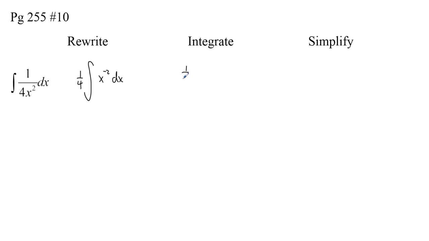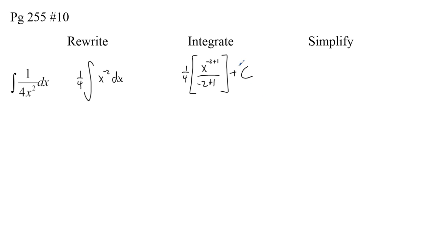So I'll get 1/4, and then it is going to be x to the -2, and then I'm going to add 1 to it over -2 plus 1, like that. And then again, we need some constant out on the end. Now you can put it on the inside, but when you multiply 1/4 times a constant, it's 1/4 times some constant. I don't know what it is, and I don't know what this constant is, so it doesn't really matter.